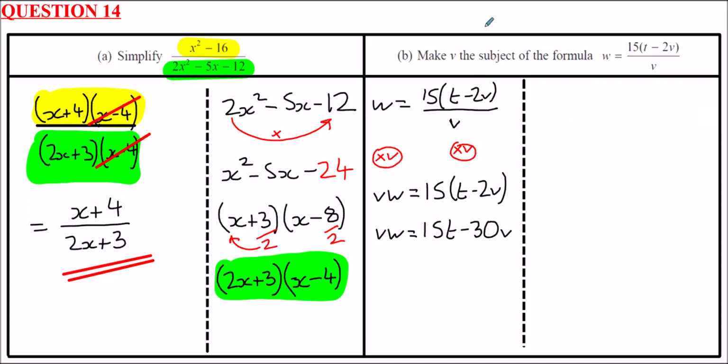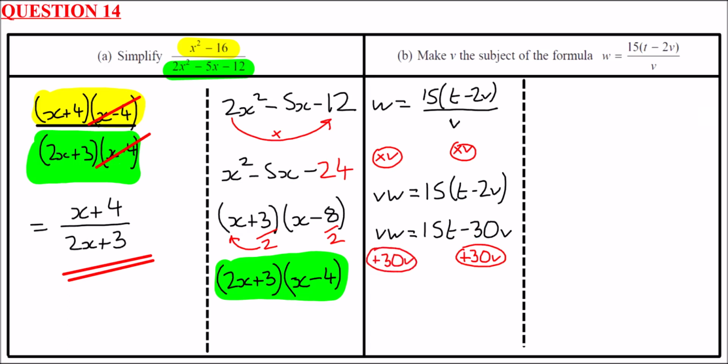Now we want all of the v's to be together on one side of the equation. Right now I've got a v term here and a v term on the other side. So let's add 30v to both sides, and that will have the effect of making the v's vanish on the right and them all being together on the left.